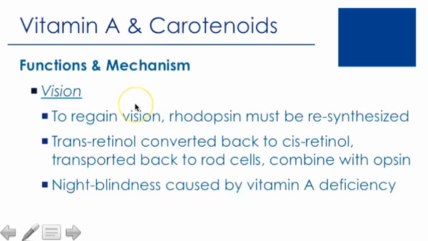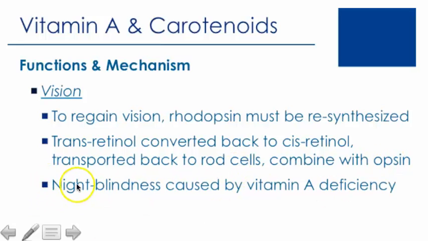So we see here to regain vision, the rhodopsin compound must be resynthesized. So for that to occur, that trans-retinol is converted back to cis-retinol, and when it's converted back to cis-retinol, it can be recombined to join with the opsin and then form rhodopsin again. So when it's converted back to the cis-retinol, it is transported back to the rod cells, it combines with opsin, and then can form rhodopsin.